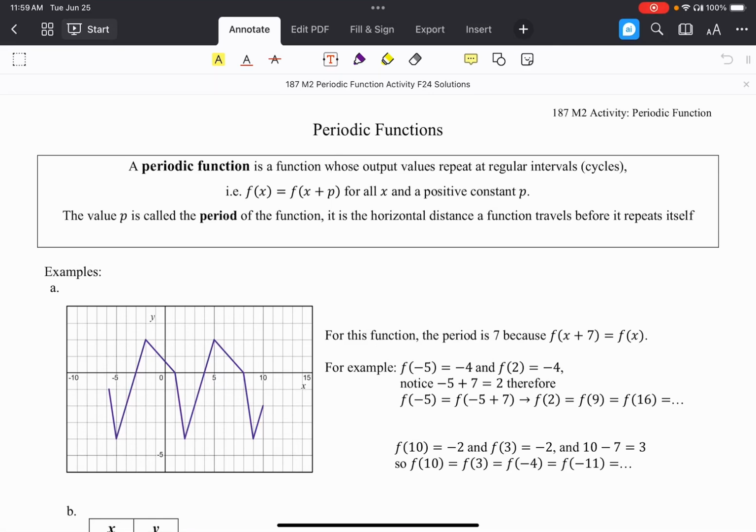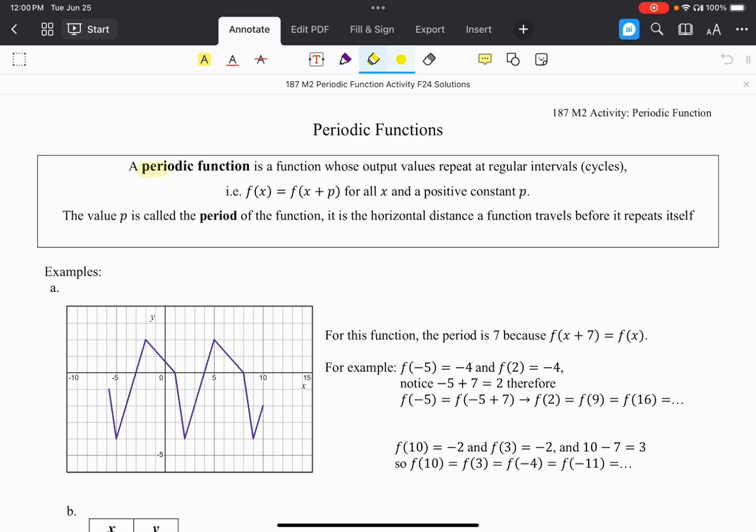What is a periodic function? In this video, we're going to be working through some of the first examples within our periodic function activity to try and answer that question and gain a better understanding of what makes a function periodic. So let's start with the textbook definition.